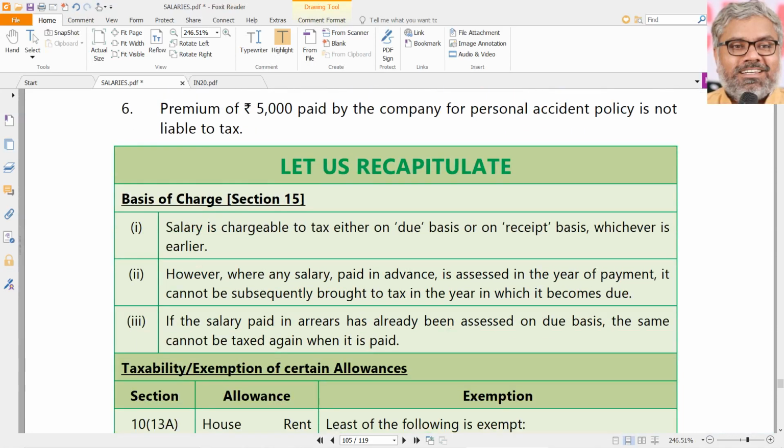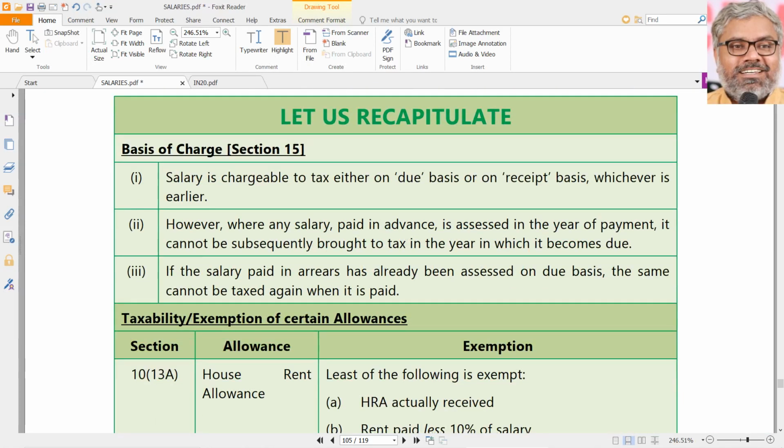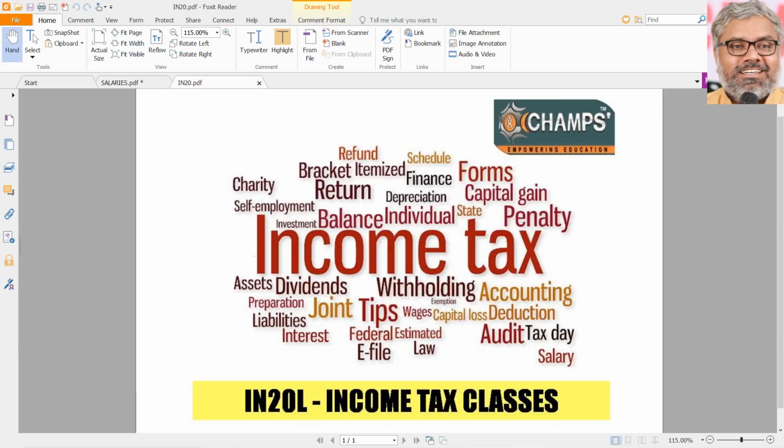Fine. With that, let us conclude this chapter of salaries. Practice the questions well, but before practicing the questions, always focus on the provisions. Income tax is not about problem solving. It is not costing, it is not accounts. This is income tax. This is more about provisions. The more thorough you are with the provisions, any type of problem you can solve.